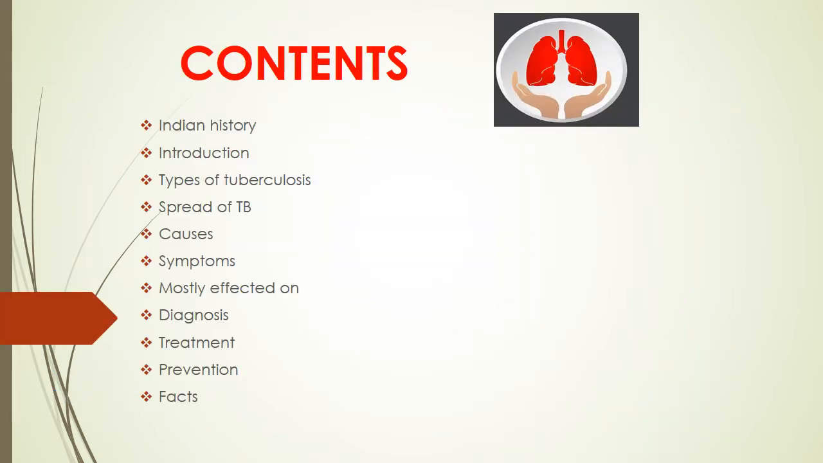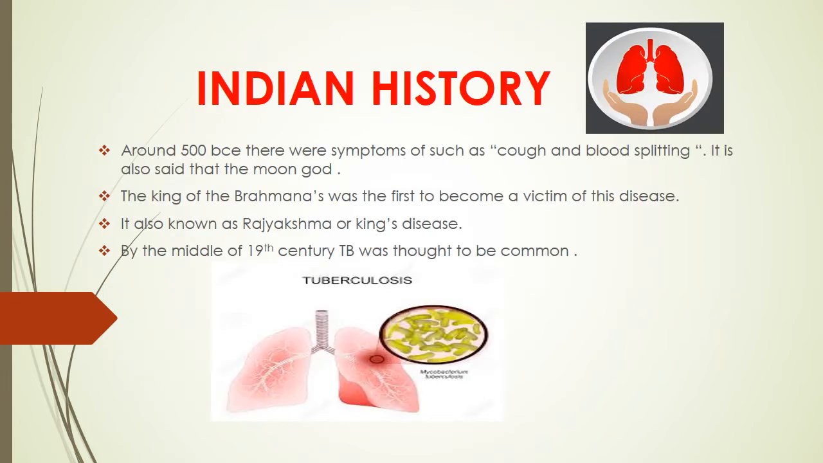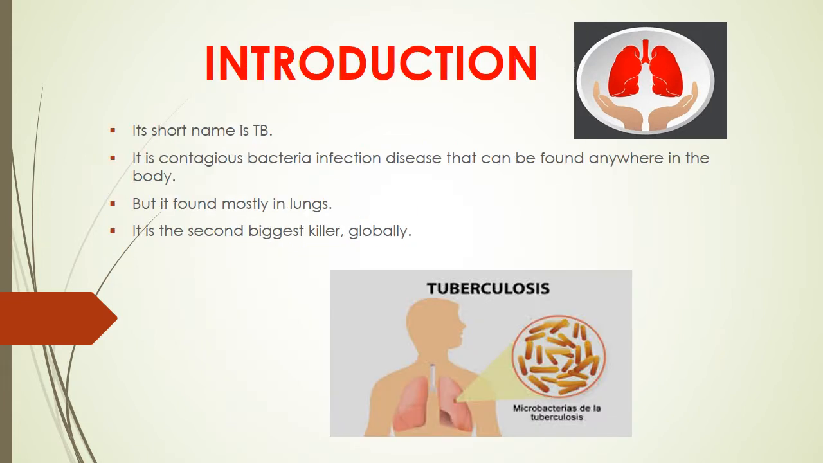So these are some contents about the tuberculosis. So going further, start with Indian history. Around 500 BC, tuberculosis is known as moon god, and this is also called as Rajakshma or king disease. In the middle of 19th century, tuberculosis is common in the.